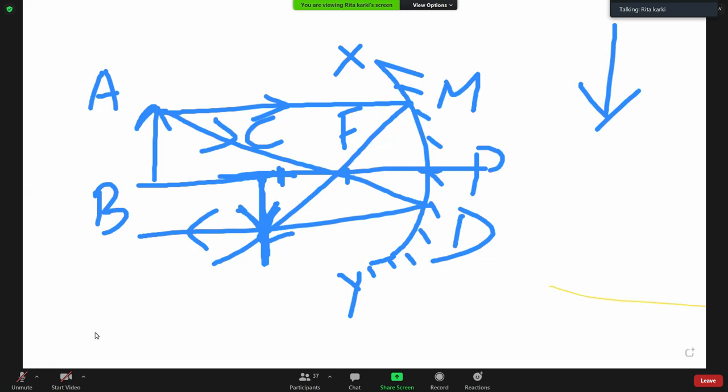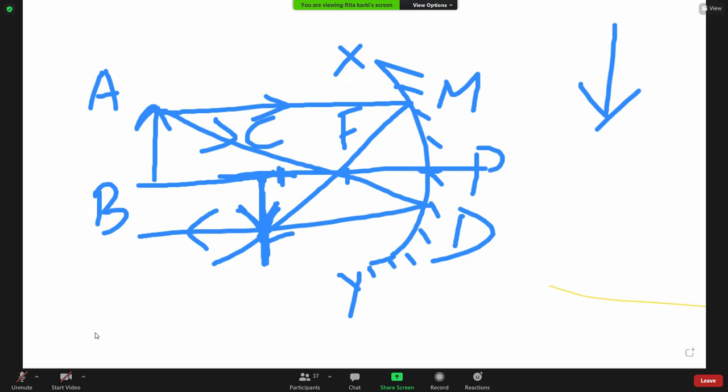Besides that, the position of the image that is formed by the concave mirror will also differ in both of these cases. When the object is placed at infinity, the image will be formed at the principal focus. If we place any object at infinity in front of the mirror, the image will be formed at the principal focus, and a real, inverted and highly diminished image will be formed.